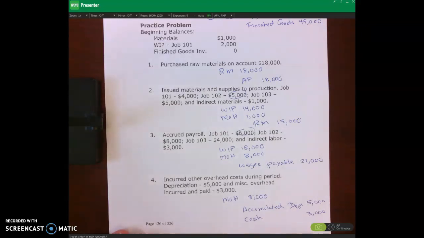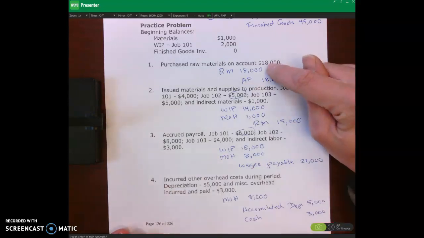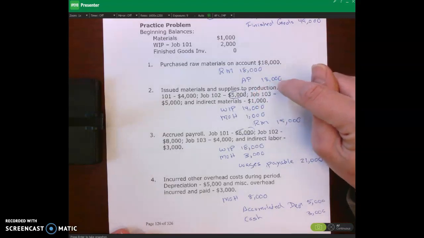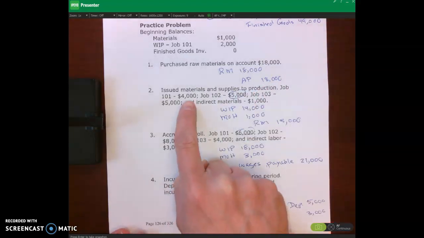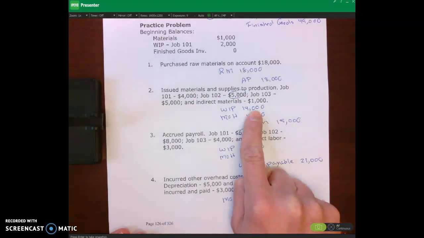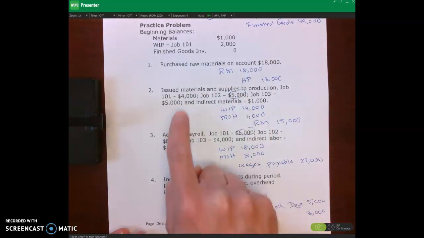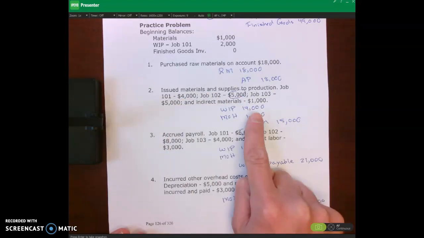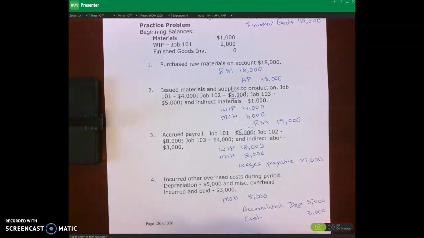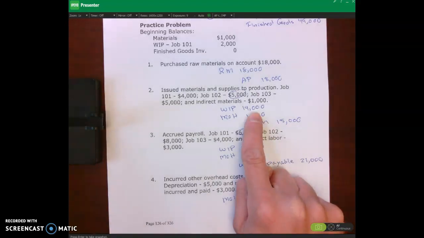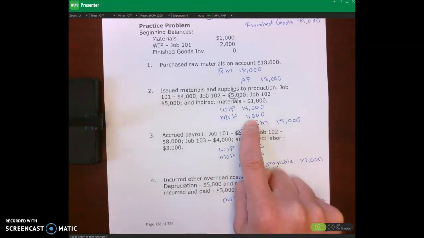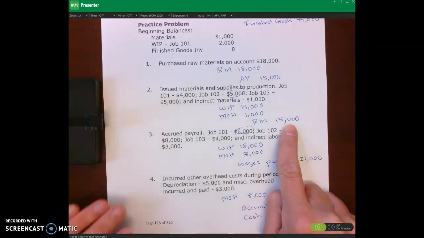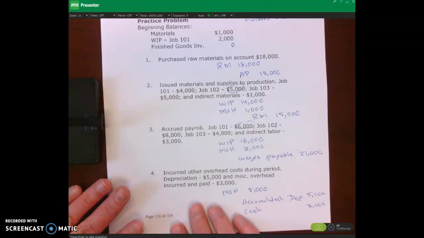So we purchase raw materials on account. So debit to raw materials, credit to accounts payable. Issued materials and supplies to production. And again, as I was saying, you can add up these numbers and then just debit WIP for the total of those. So these are all the direct materials, job 101, 102, and 103. We add them all up, we get $14,000. Debit to WIP for the direct materials, debit manufacturing overhead for the indirect materials, and then credit raw materials for $15,000, which is these two added together.